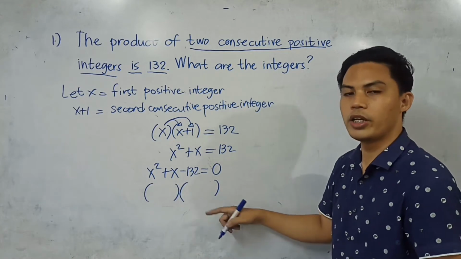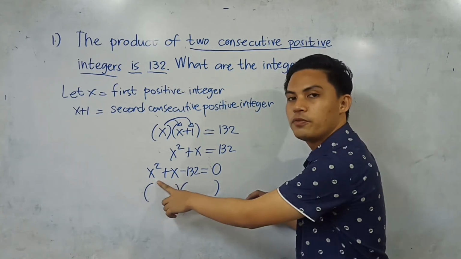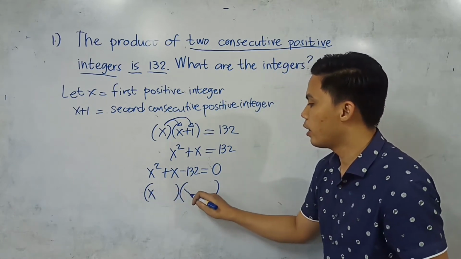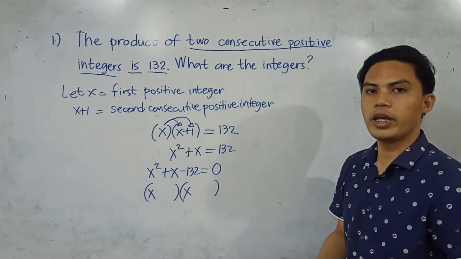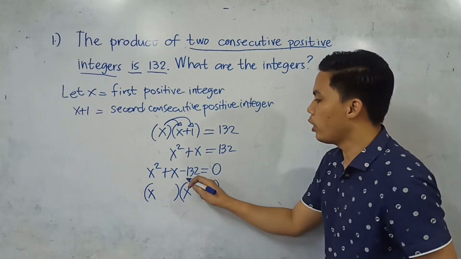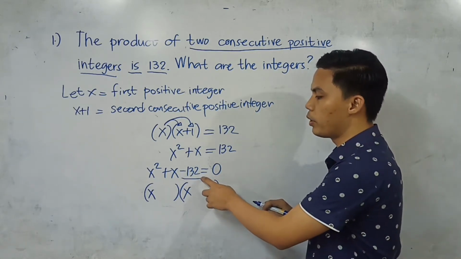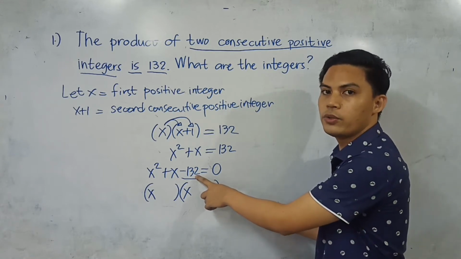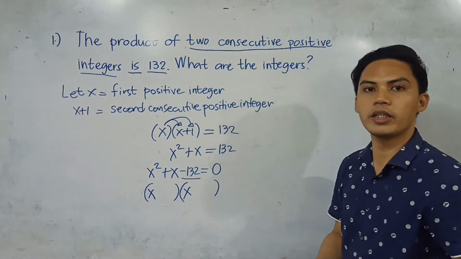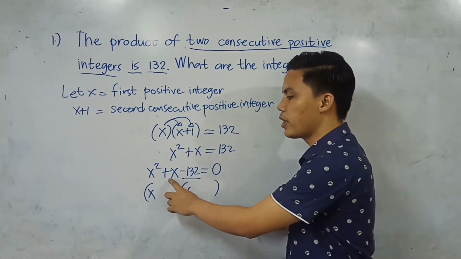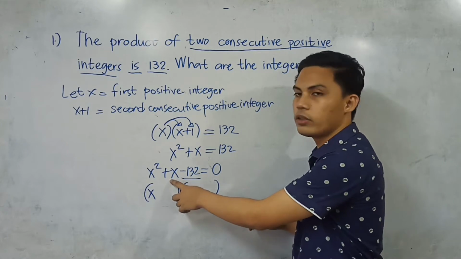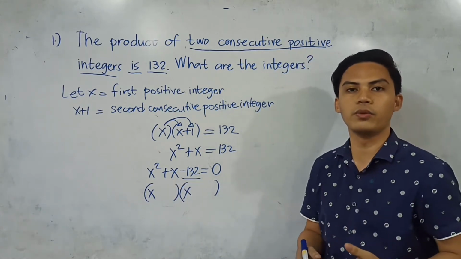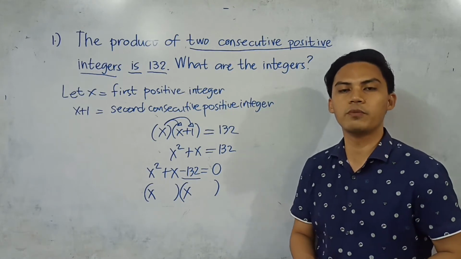So, we have here 2 parentheses. So, ano yung ilalagay natin dito? First are yung factors ni x squared. So, ano yung factors ni x squared? We have x and x. Okay? The next step, we're going to think of two factors or numbers na pag i-multiply natin, the answer is negative 132. And pag in-add naman natin, the answer is positive 1 or the numerical coefficient of the second term. So, ano kaya yung mga factors ni negative 132?